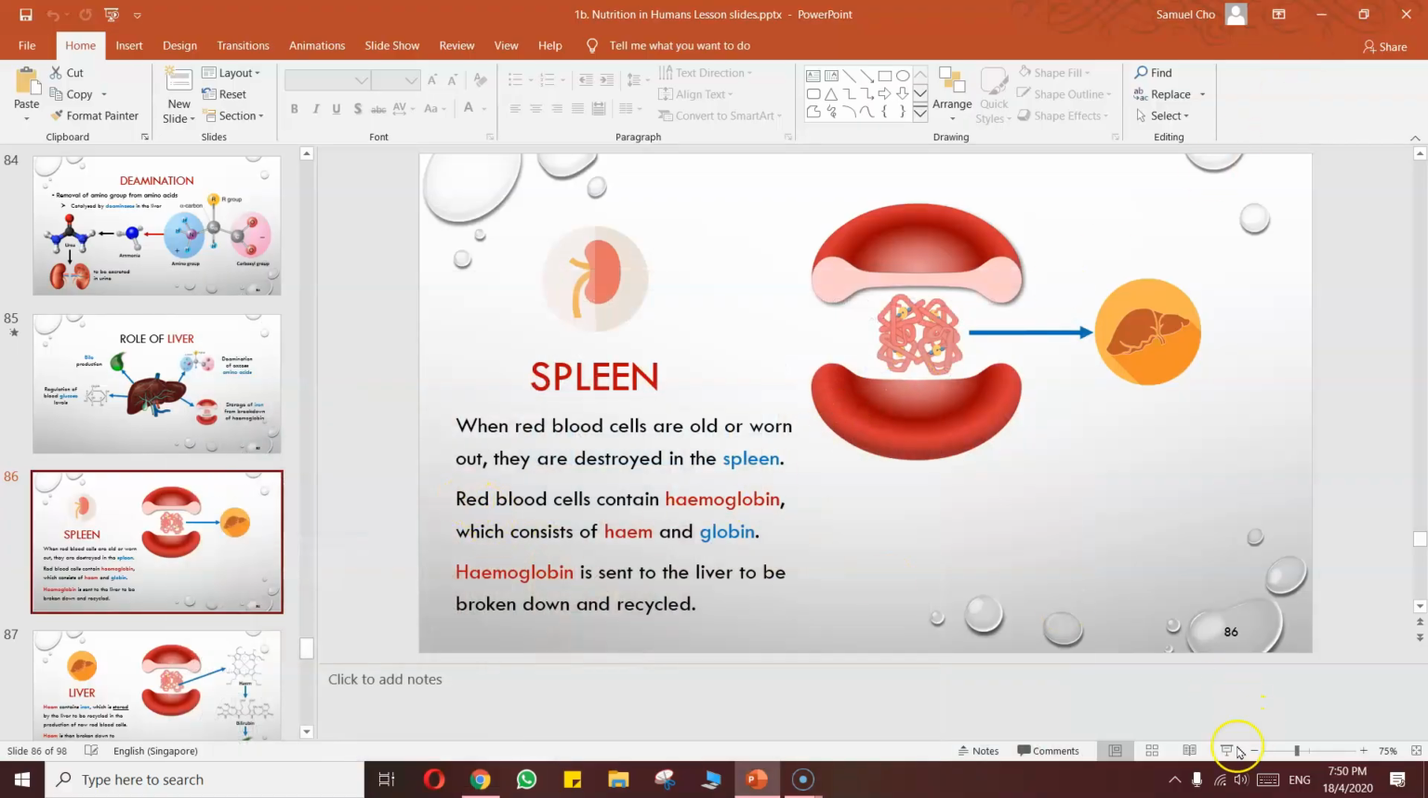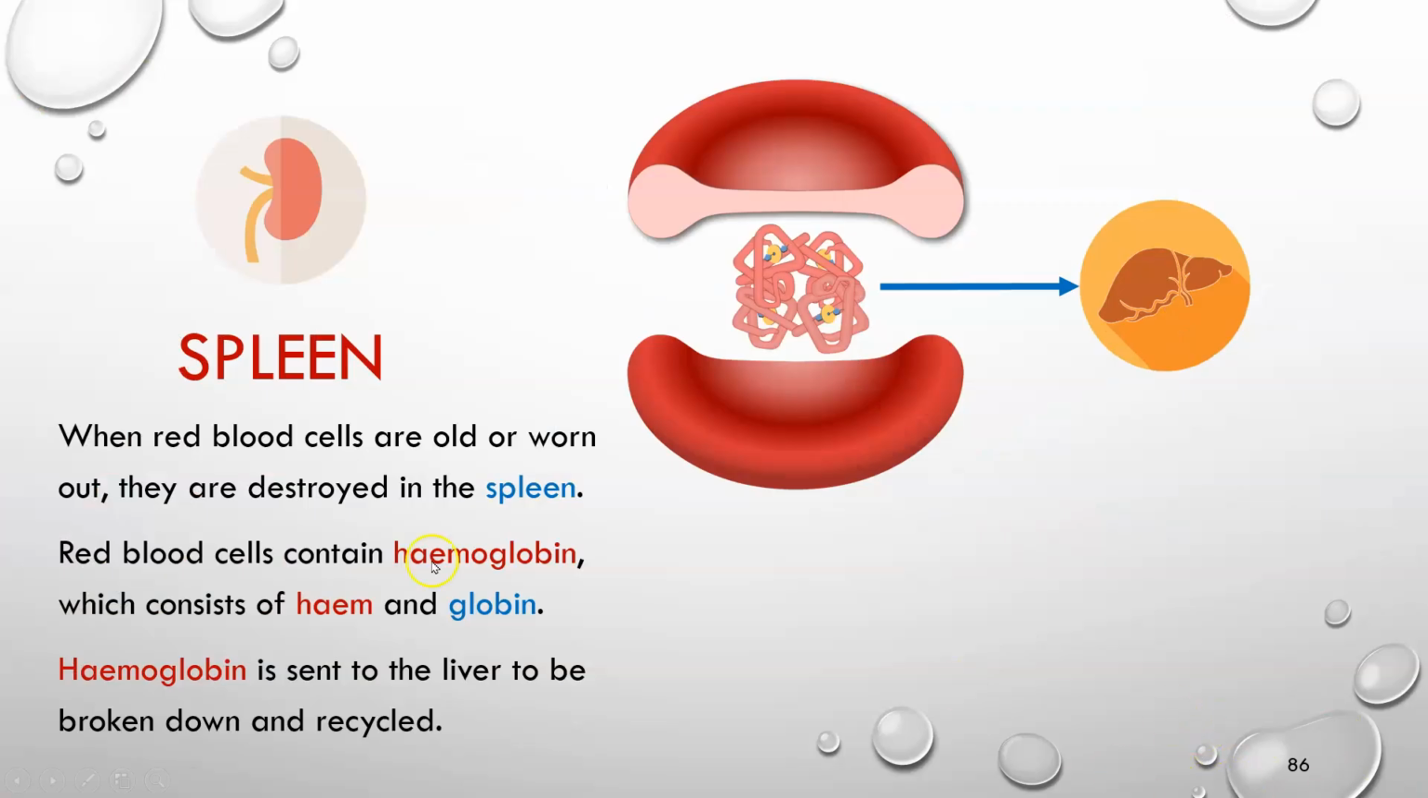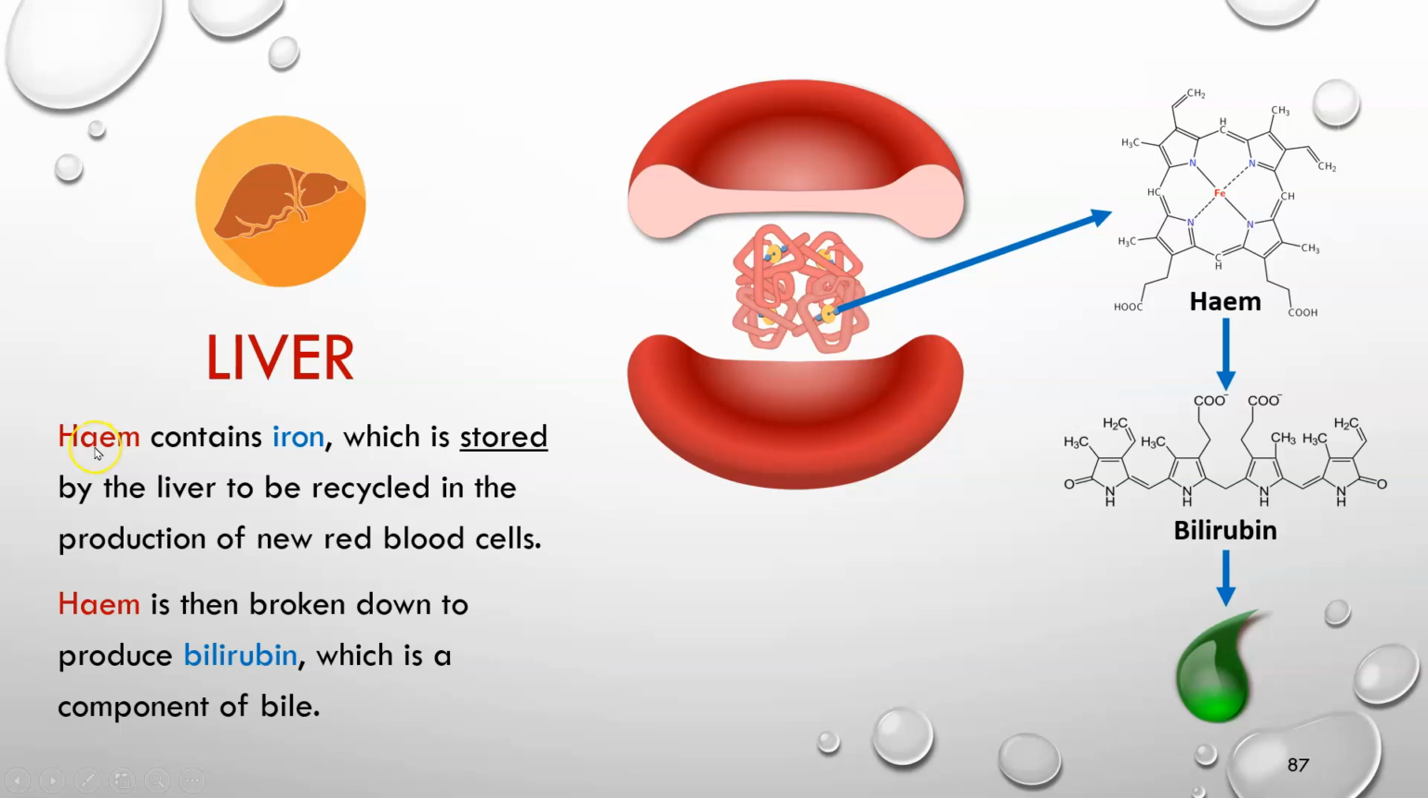So the red blood cells contain hemoglobin, which consists of two things, which is heme and globin. So this hemoglobin will be sent back to the liver to be broken down and recycled. So this here is a diagram of the hemoglobin, which was previously stored within the red blood cell. So this was sent to the liver. Now heme basically contains iron, which is stored by the liver to be recycled in the production of new red blood cells.